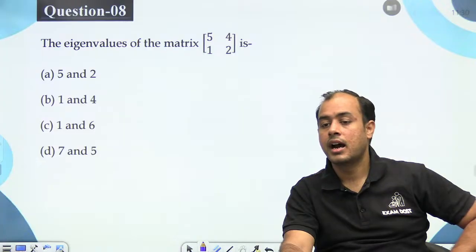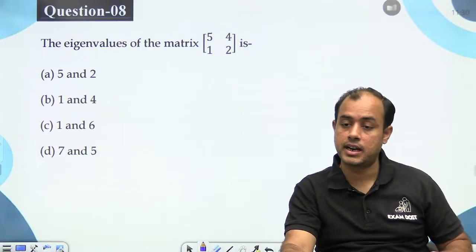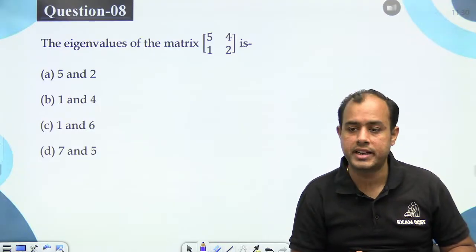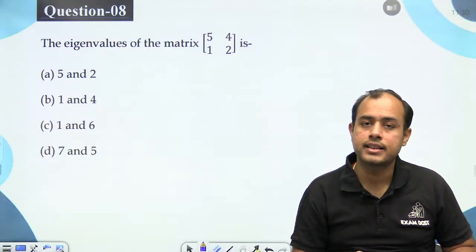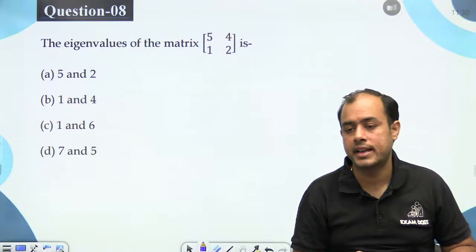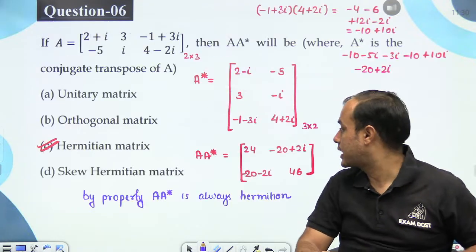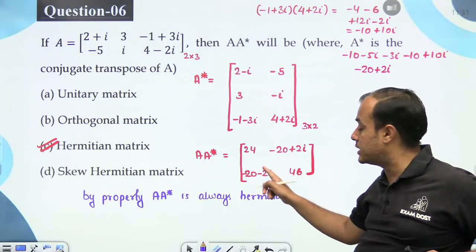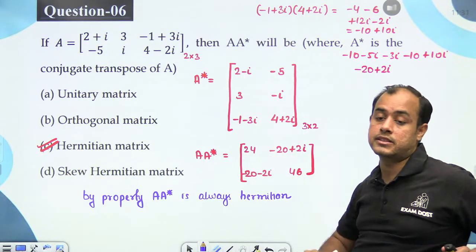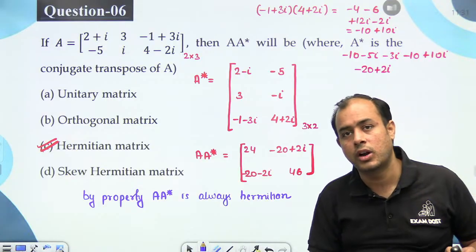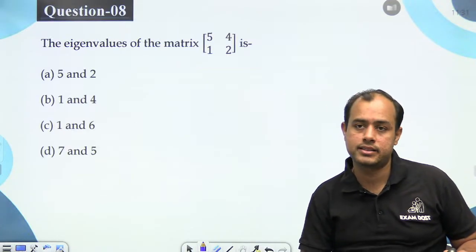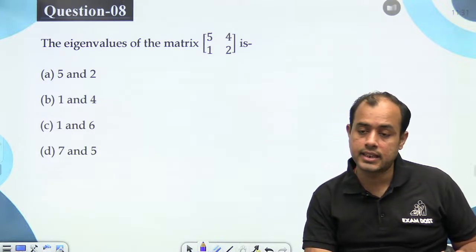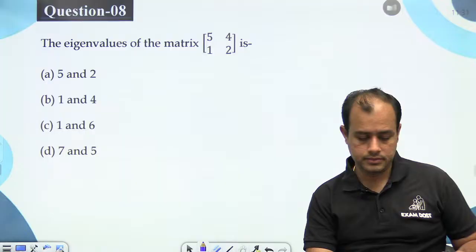What is a Hermitian matrix? The off-diagonal elements must be conjugates of each other, that is a_ij should be equal to a_ji conjugate. So these two elements are conjugate of each other and the diagonal elements must be real. That is what makes a Hermitian matrix.